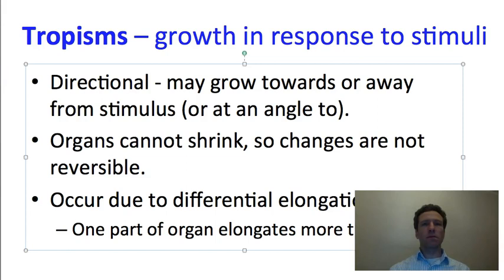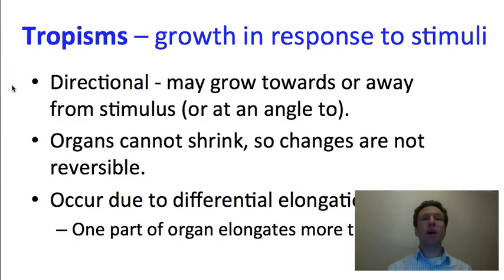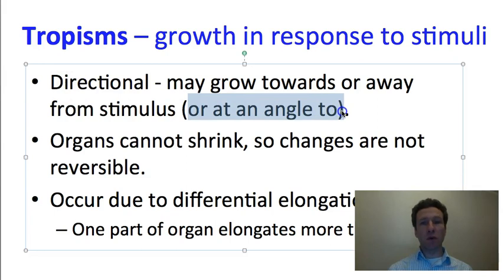Let's start with tropism. Tropisms are growth responses to a stimulus. The growth is going to be directional. It can either be growth towards the stimulus, in which case it's a positive tropism, or it can be growth away from the stimulus, in which case it is a negative tropism. It's also possible that the growth will be neither towards nor away, but at some particular angle from the stimulus, and we won't look at examples of that today.